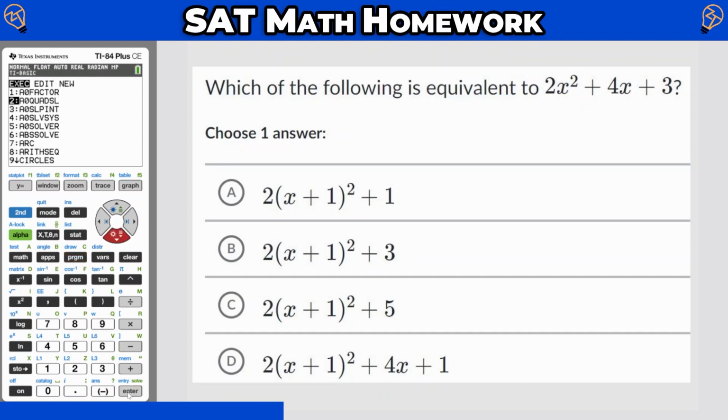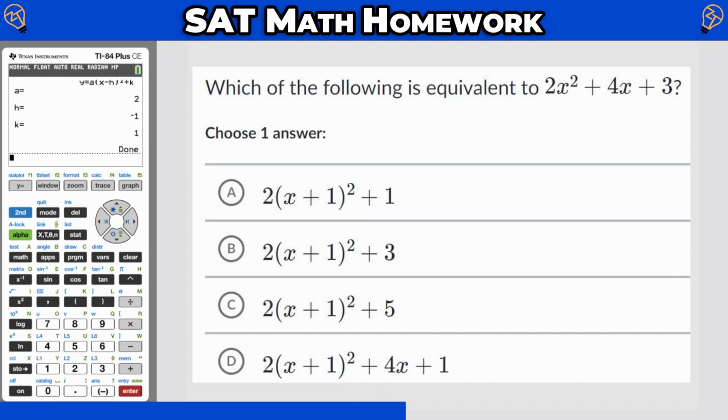However, we have a nice program. Let's scroll down to completing square. So notice that's program number 0. We'll go into it. We're specifically looking at a quadratic function. This is not the equation of a circle. So let's start with quadratic. We'll put the coefficients of 2, 4, and 3.